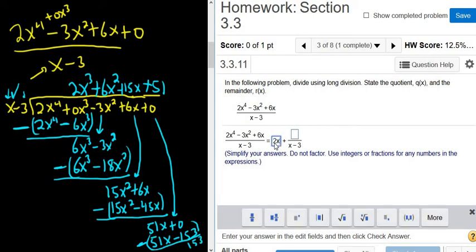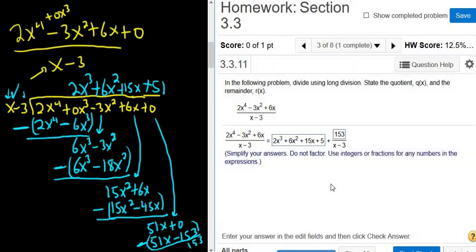So 2x cubed, that's called the quotient, this piece I'm typing in here, plus 6x squared, plus 15x, plus 51, that's the quotient. It's always quotient plus remainder over divisor. Then x minus 3, that's the divisor, that's what people call it. And the remainder is 153. So quotient plus remainder over divisor, moment of truth.